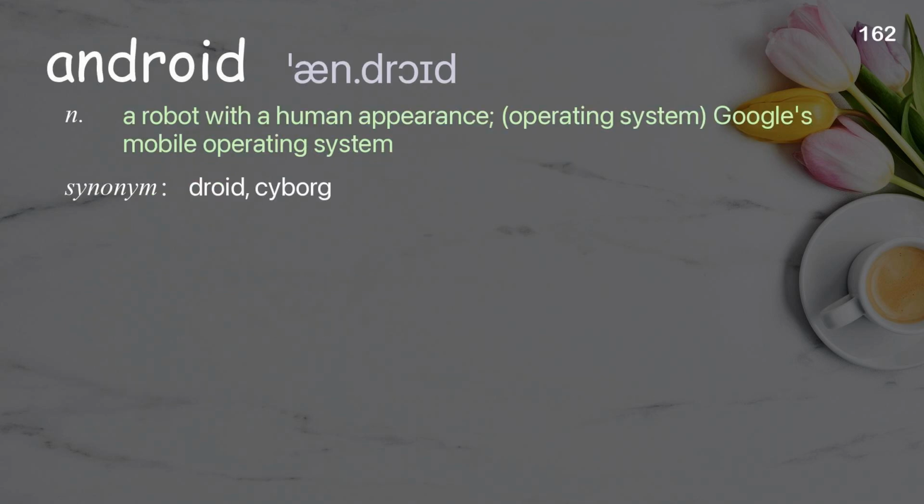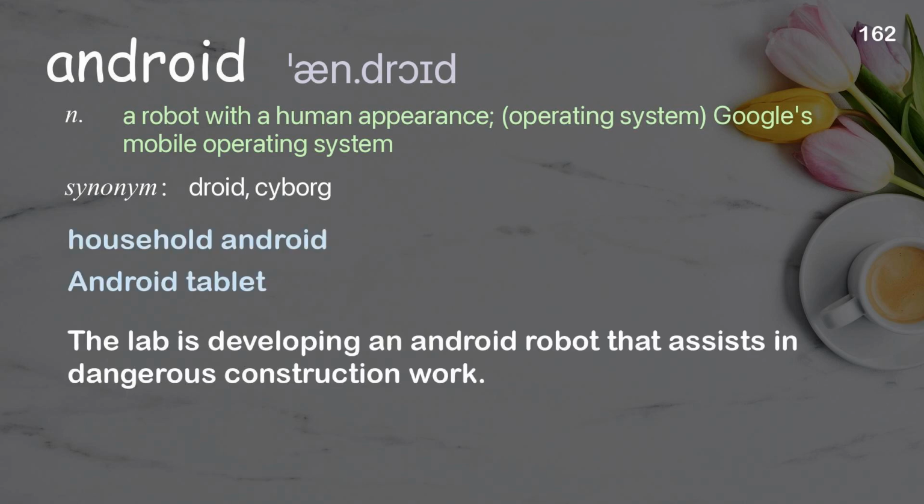Android. A robot with a human appearance, operating system, Google's mobile operating system. Examples: Household Android. Android tablet. The lab is developing an android robot that assists in dangerous construction work.